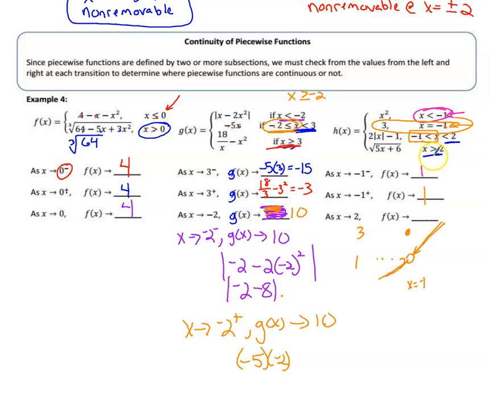And then the final one wants to know what happens at 2. Well, 2 is switching between these two rows. So we have to plug in 2 to both of them. 2 times 2 is 4, minus 1, you get 3. So from the left, it goes to 3. From the right, plug in 2 to this row. 5 times 2 is 10, 10 plus 6 is 16, and the square root of 16 is 4. So one side is 3, one side is 4. Since those do not agree, there is not a value. This does not exist there. The y values do not approach the same number.